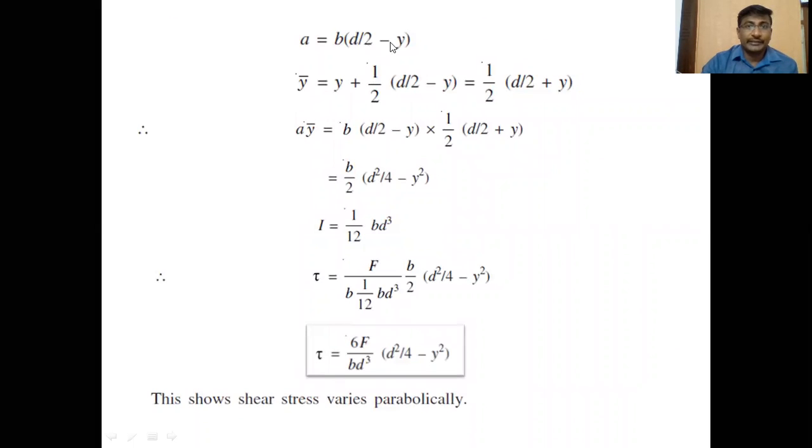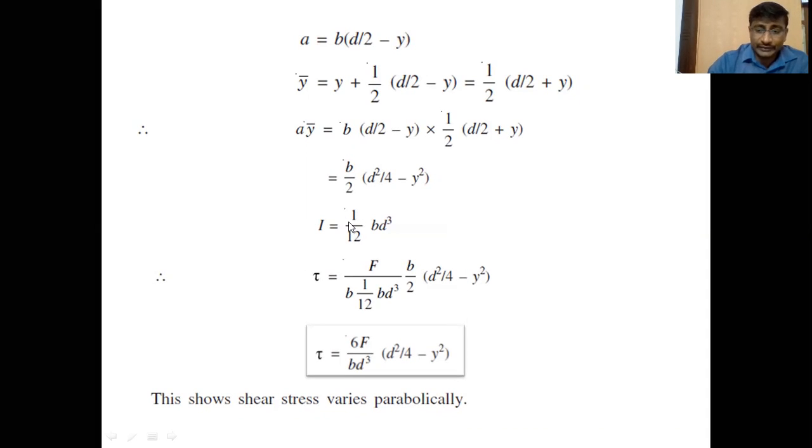So b into d by 2 minus y is the area. Y bar is the y plus half into d by 2 minus y, which is half into d by 2 plus y. Therefore, A y bar is equal to b into d by 2 minus y into half into d by 2 plus y. Therefore, b by 2 into d square by 4 minus y square. This is the a minus b into a plus b form, so a square minus b square: d square by 4 minus y square. This is the A y bar value. Keep it aside.